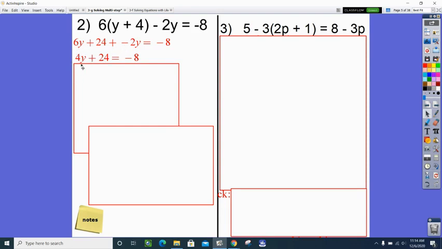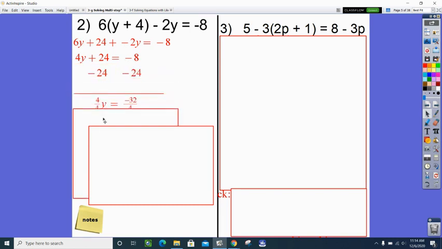And here comes the Woodruff bubble. Subtract 24 from both sides. Divide both sides by 4. And did you get negative 8? Now, if you need to pause the video right now to fix yours, please do.